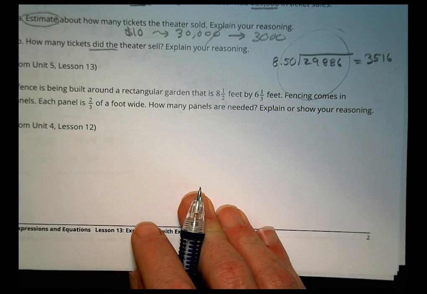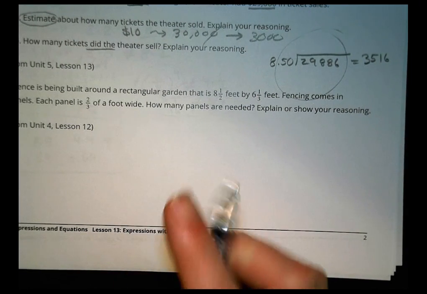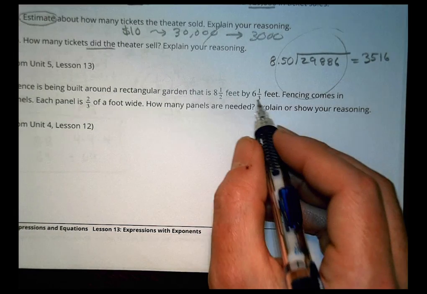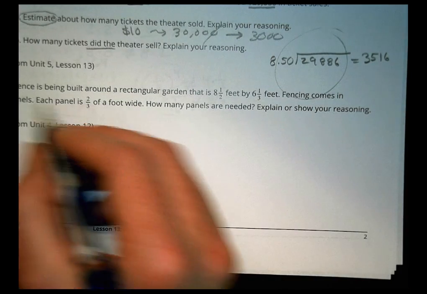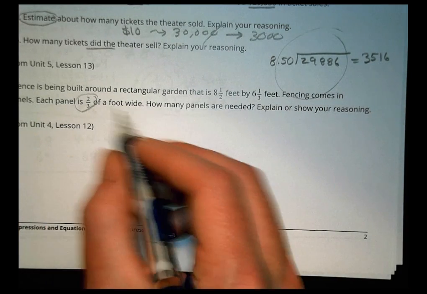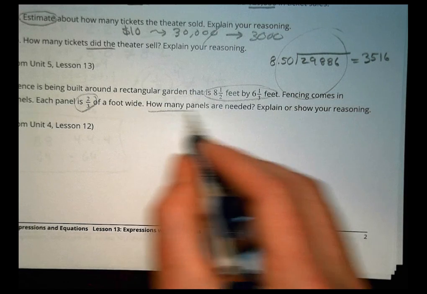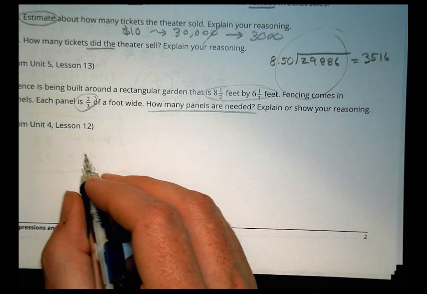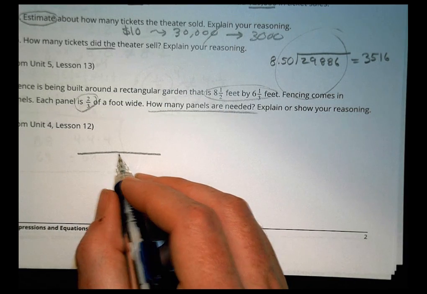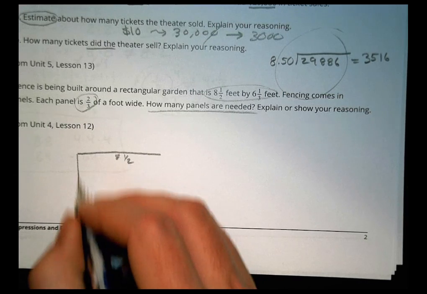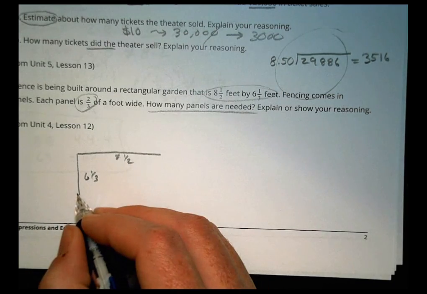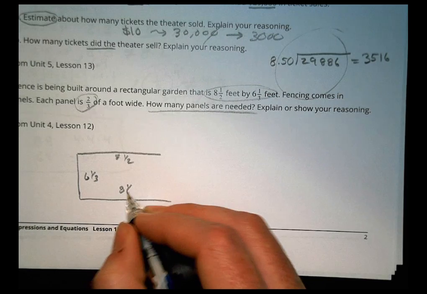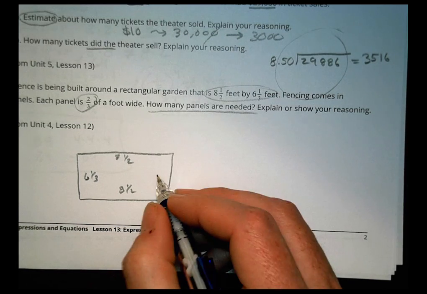Number 7. A fence is being built around a rectangular garden that is 8.5 by 6 1/3 feet. Fencing comes in panels. Panels are 2/3 of a foot wide. How many panels are needed? Okay, so here's our picture. We have a line here that's 8.5. Then we're going to go 6 1/3. We go this way 8.5, and then we go this way 6 1/3.